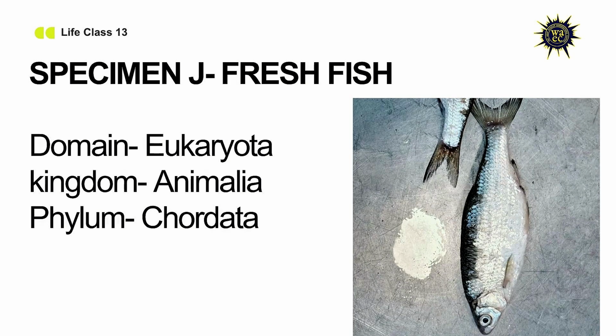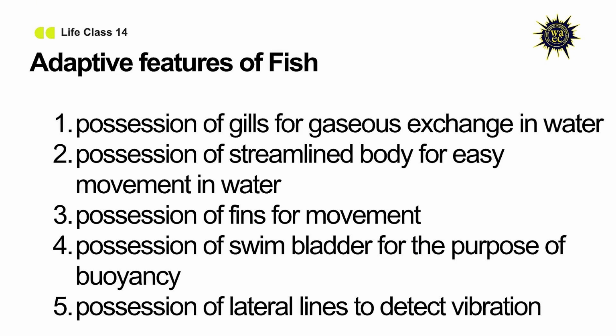Specimen J is fresh fish. This particular specimen has been made very simple this year. Unlike when they choose a particular species of fish, no particular species of fish was chosen. So we just classify fish into domain, kingdom, and phylum here. So it is under domain Eukaryota, kingdom Animalia, and phylum Chordata. But an important question you should expect from this particular specimen is the adaptive feature. You can't escape this. This one must come out.